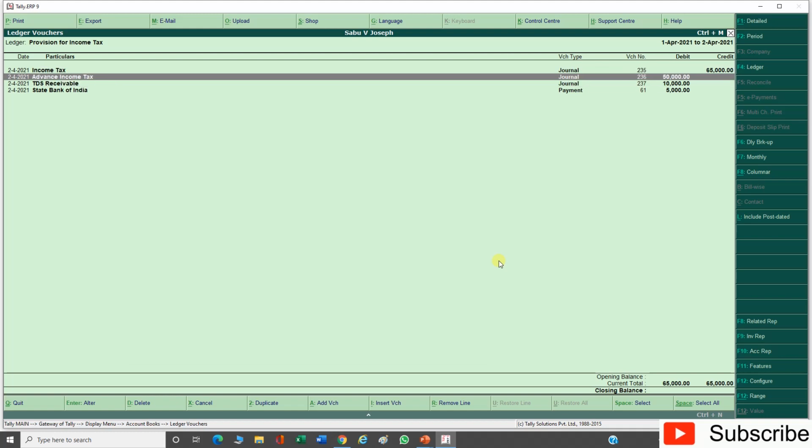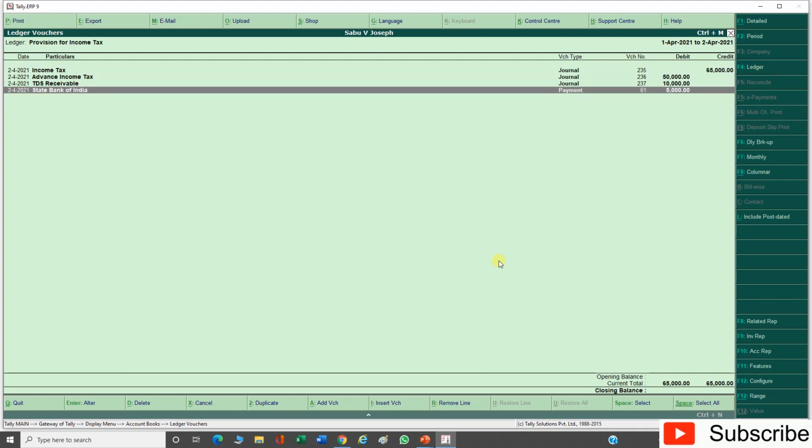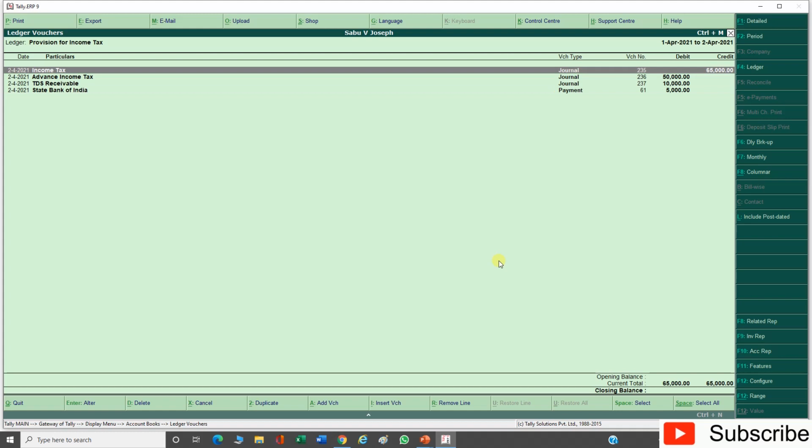For the next stage we have to see the refund, the excess amount. So I am removing these entries from here, then only we can understand. We can go to another situation for refund. How will it happen? Suppose in this case the provision for income tax account is showing a credit balance of 65,000 that is to be remitted to the government.